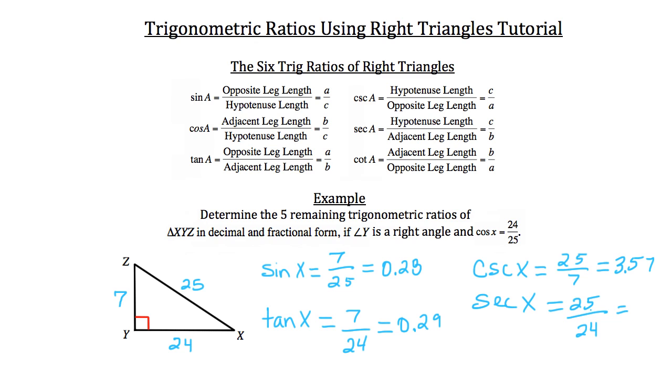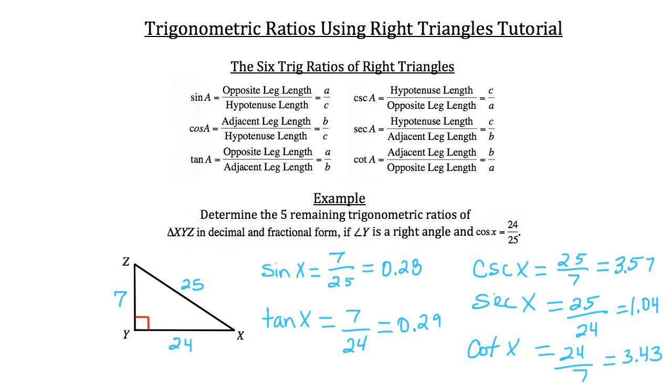And that as a decimal is 1.04. Lastly, let's take our cotangent of X. So cotangent, remember, is the reciprocal of tangent, so that's just adjacent leg over opposite leg. The adjacent leg to X is 24, and the opposite leg to X is 7. 24 divided by 7 as a decimal here is 3.43.